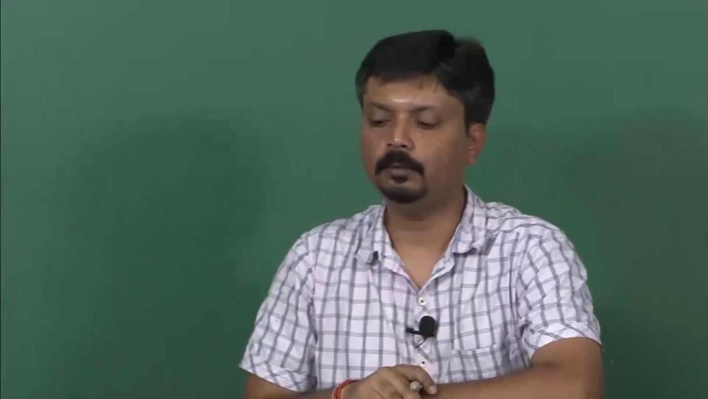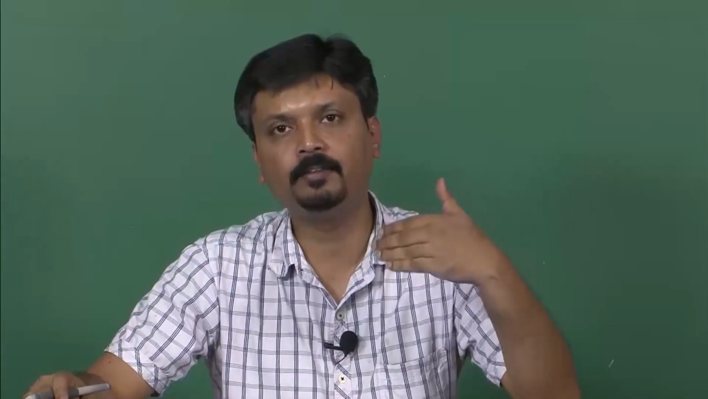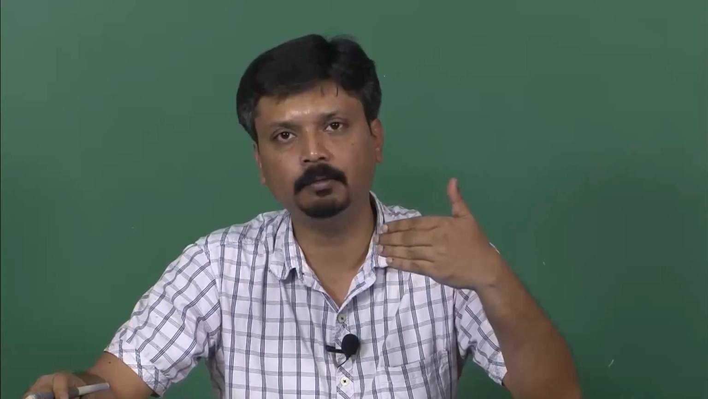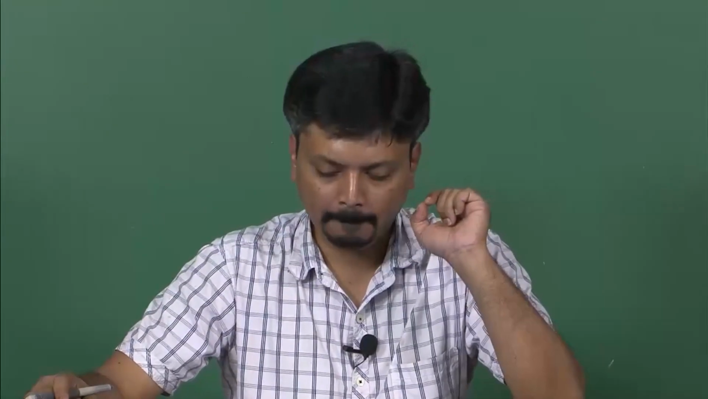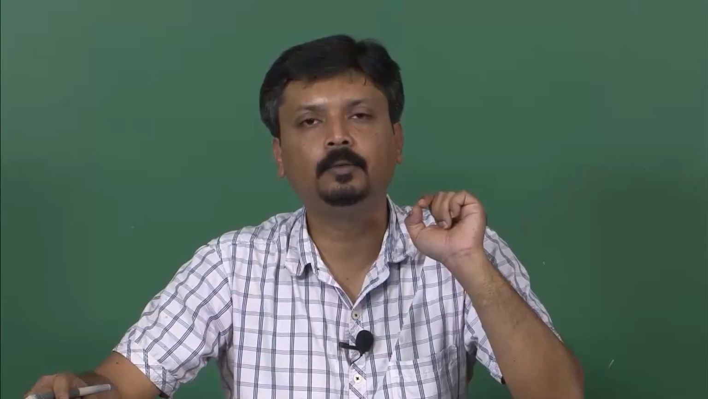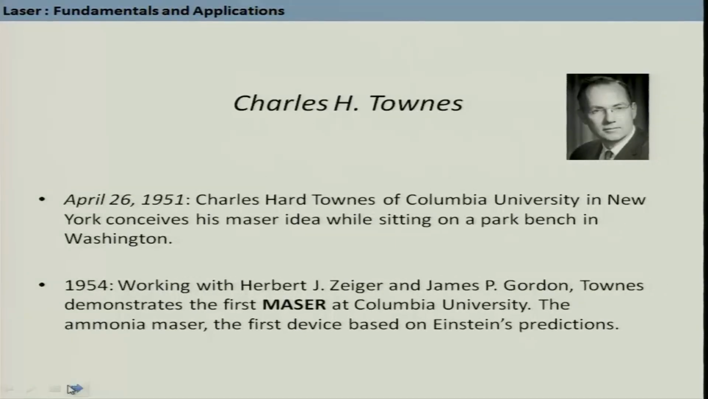So, the first successful formation of a device which could deliver an amplified radiation born out of stimulated emission was in the microwave frequency range, and this was called at that point of time microwave amplification by stimulated emission of radiation, or in short, maser. So, the maser was the first step towards inventing the laser, that is, at optical frequency.